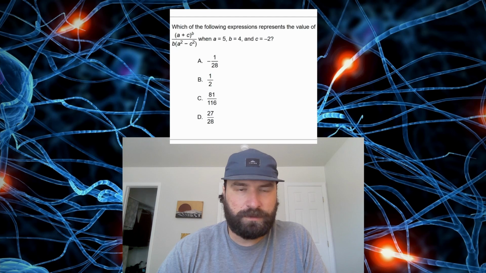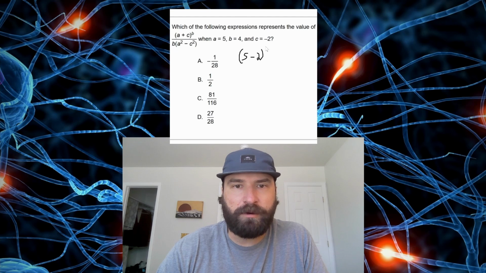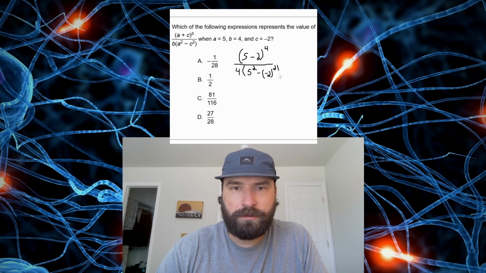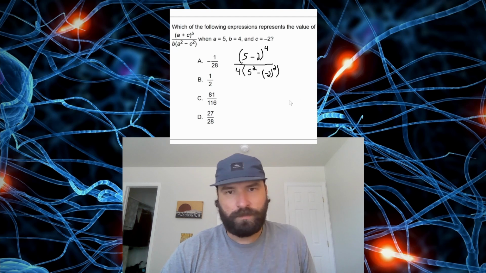So looks like we have a plus c raised to the b up top. So a is 5, so 5 plus minus 2, which is just going to be minus 2. And then we're raising that to the b power, which is 4, over b, which is 4, times 5 squared minus negative 2 squared. And that's our expression. All right.